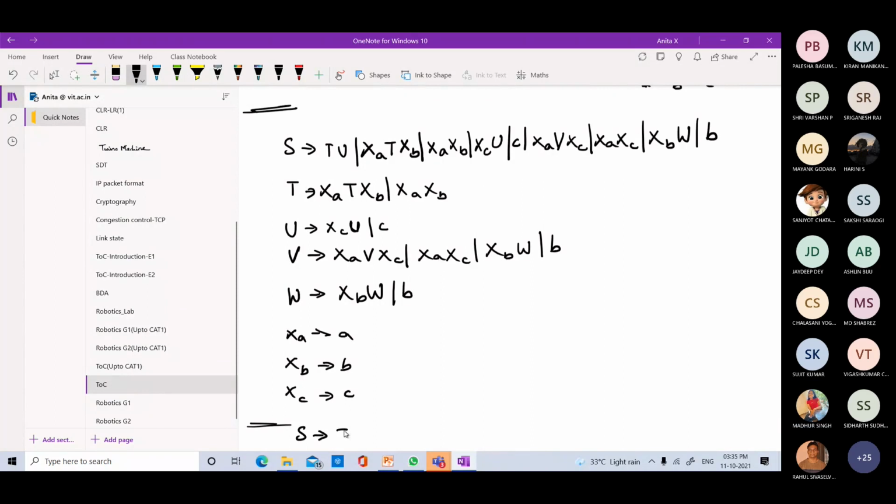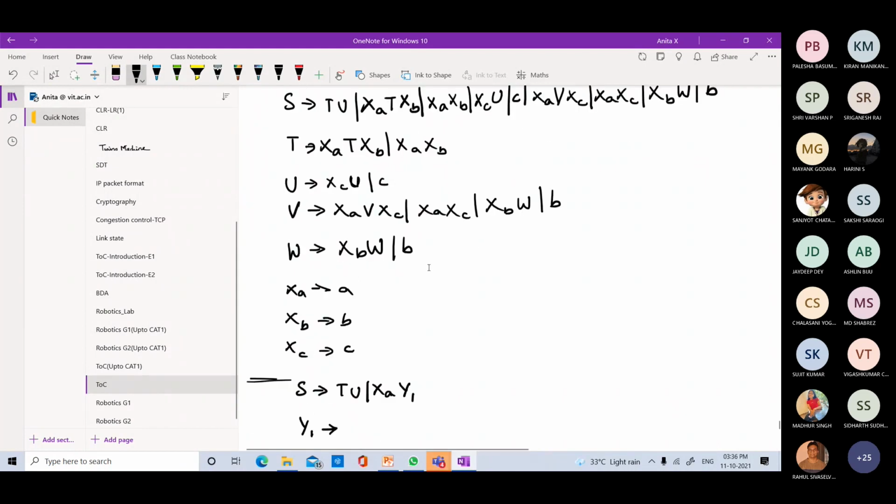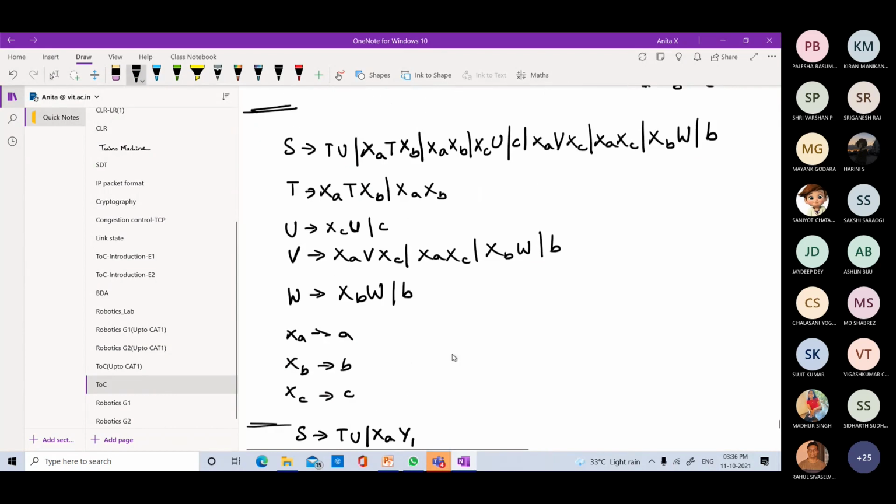T derives TU, or I'll be taking the first term. Instead of these two, I'll be introducing a new non-terminal. Let me call this Y1. Y1 derives Xa, Xb. Okay, so let me proceed further. Or XcU, or c, or here again Xa.